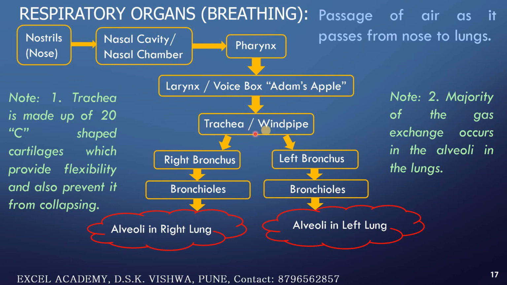Behind the trachea, there is the food pipe. So the windpipe is in front, and the food pipe is at the back. Then the air goes to the left as well as to the right. So this is the right, as we are seeing the right part. This is not the left part. So right bronchus, left bronchus; right bronchus to bronchioles, then alveoli, where the actual gas exchange takes place in the right lung. Similarly, the left bronchus, then bronchioles, and to the alveoli in the left lung. So the majority of the gas exchange, that is CO2 and O2, occurs in the alveoli in the lungs.